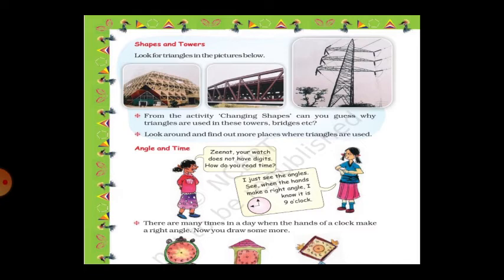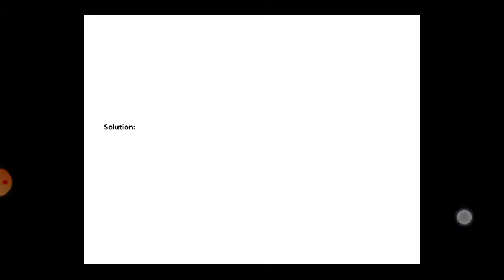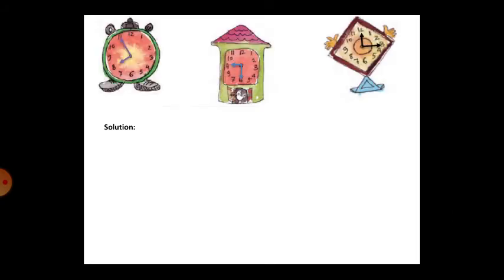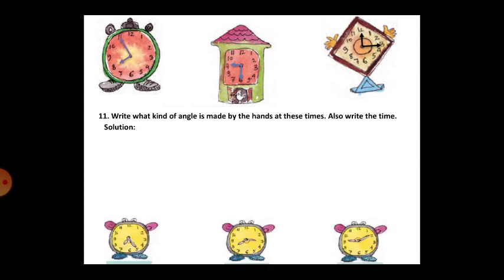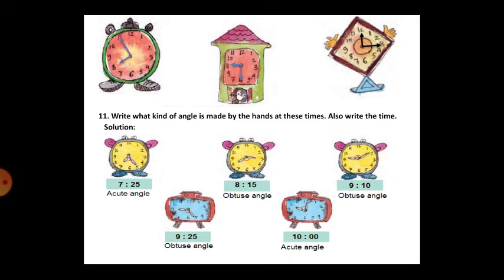There are many times in a day when the hands of a clock make a right angle. Now you draw some more. Let us see. See here, 8 o'clock. 8 o'clock is also a right angle. And 9:30 also a right angle. And 3 o'clock I said already. Or 12:15. So it is also a right angle. Right. What kind of angle is made by the hands at this time?